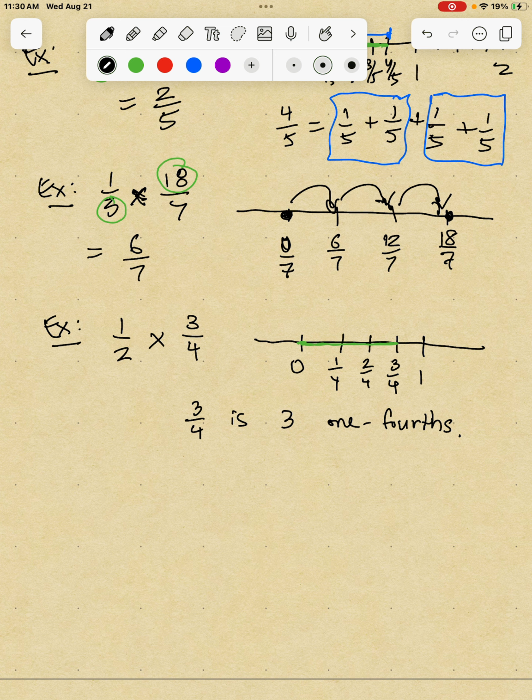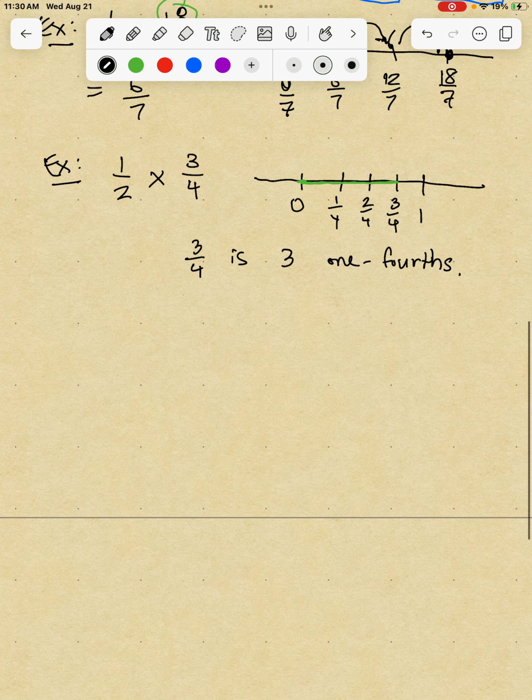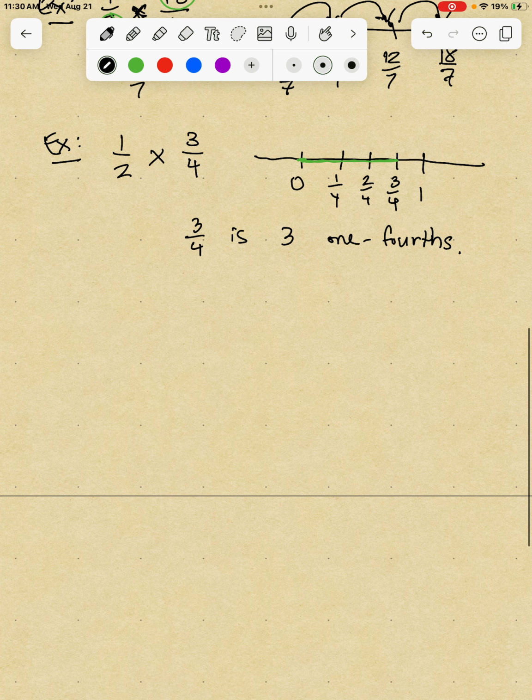And I can't split 3 into 2 evenly. But there is something we can do, because remember, we can always represent a fraction in multiple different ways. So for instance, if I have 3 1/4, how else can I represent this? This is 6 of what? This is 6 1/8.